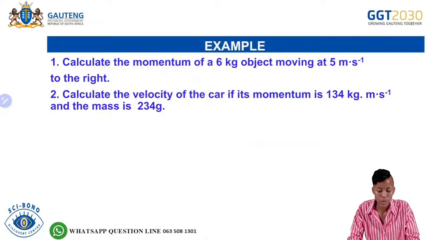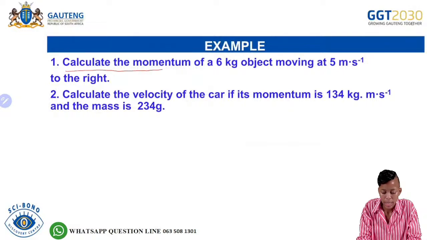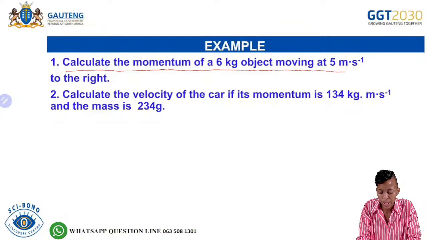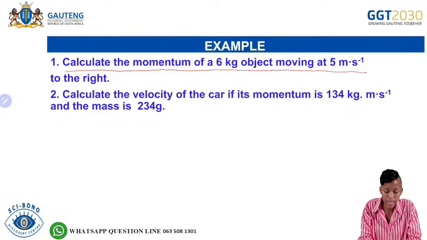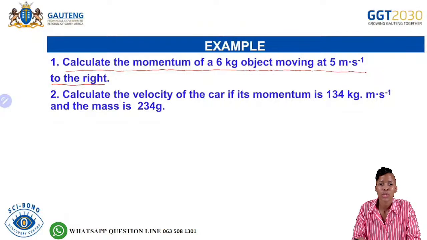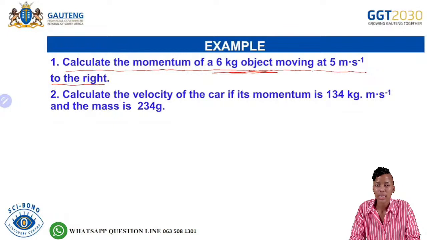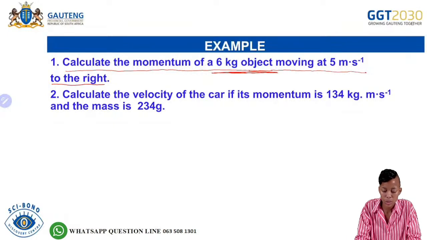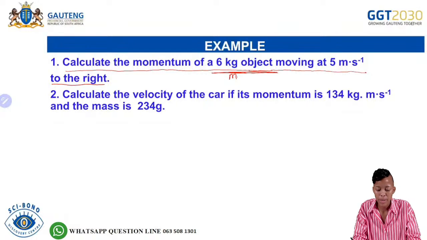Now we are going to do the following example together. It says here, calculate the momentum of a 6 kilogram object moving at 5 meters per second to the right. So you need to learn to do data collection. So what is the first thing that we have there? They spoke of a 6 kilogram object. So immediately when you see the 6 kilogram object, they are talking about the mass. So that's the first thing. We have the mass there.